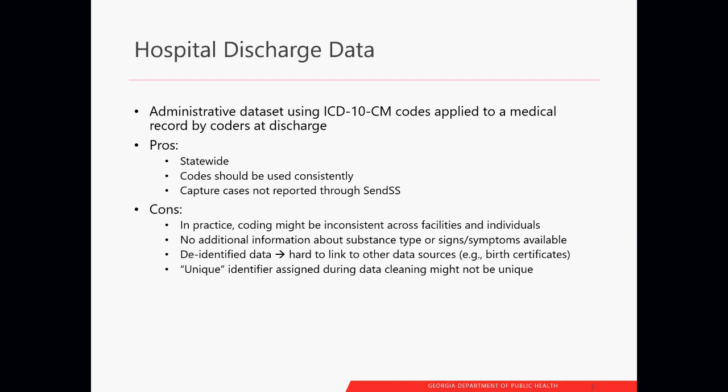Some of the downsides of hospital discharge data is that in practice coding might be inconsistent across facilities and individual coders. There's also no additional information about substance type or signs and symptoms. The information is de-identified, so it makes it hard to link to other data sources such as birth certificates and the mom's discharge record. The quote-unquote unique identifiers that are assigned during the data cleaning process might not be unique, which goes back to some of the problems that we have with linking and also deduplicating.